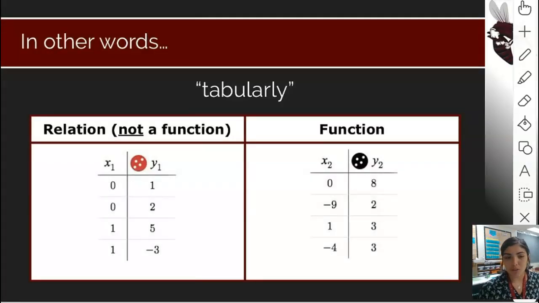Tabularly, it's pretty much the same. We're going to be given a table. This is the same data from the verbal example, but just represented in a table. If you notice, it's almost easier to see that the x's are going to repeat in this relation, not a function. In a function, all of the x values are unique or new. They don't repeat. That's a tabular example of a relation versus a function.